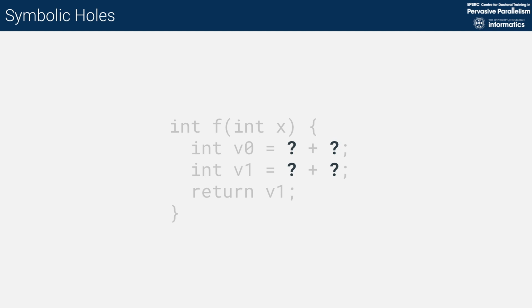Each question mark is a symbolic hole in the program that represents a value for the solver to identify. In this case, the solver identifies the value x for 3 of the symbolic holes and v0 for a 4th. This produces a program that meets the specification we saw earlier.